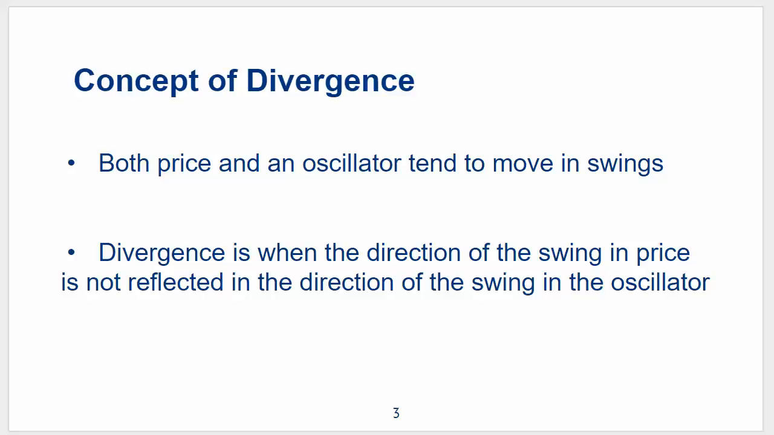Now we see divergence between price action and the oscillator when the direction of the swing in price action is not reflected in the direction of the swing in the oscillator. So they're doing something different, and that's where the concept of divergence comes about. They're not moving in the same direction, and that gives us a warning signal about the market.